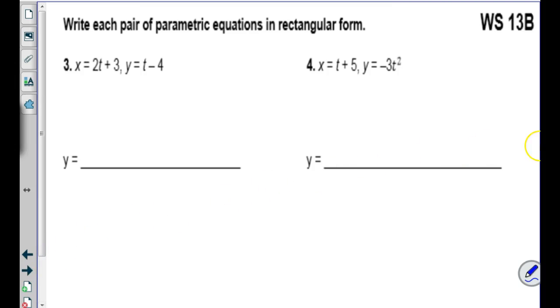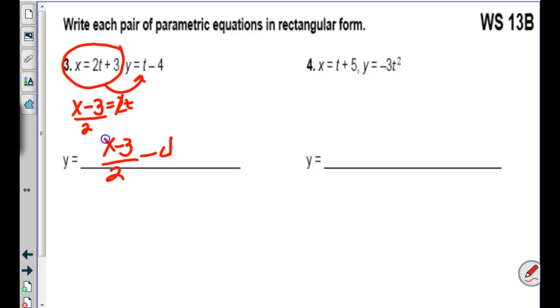Here's a couple more to practice, eliminating the t. Is this going to have a squared? It doesn't matter. Oh, it says y equals here, doesn't it? For both of these. So that means we need to get this t by itself and substitute it into this one. What would this say? -3 equals 2t, and then we divide by 2. And then it says put it over here, so we'd have x minus 3 all over 2 with a -4 on the back. I'm okay with you just leaving it like that.